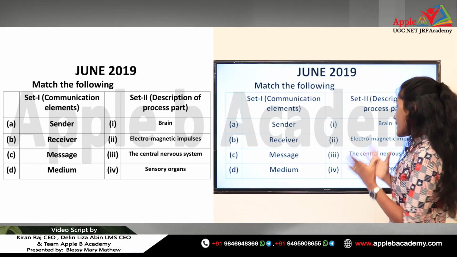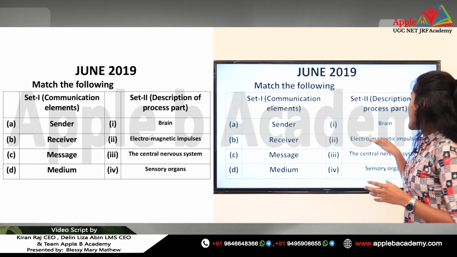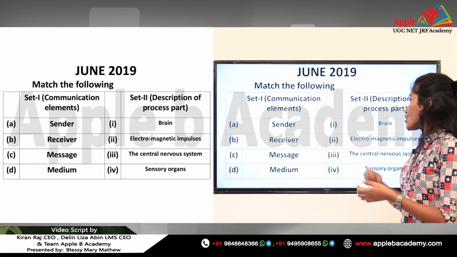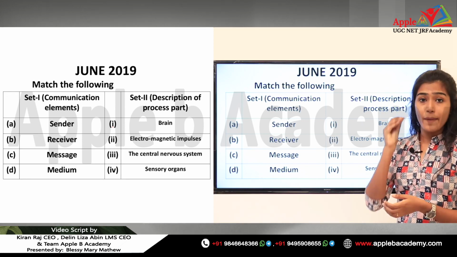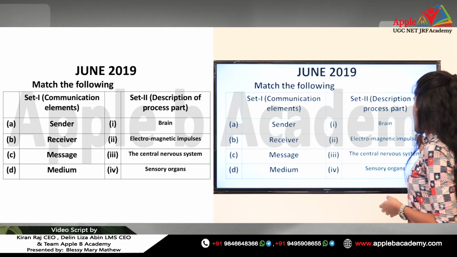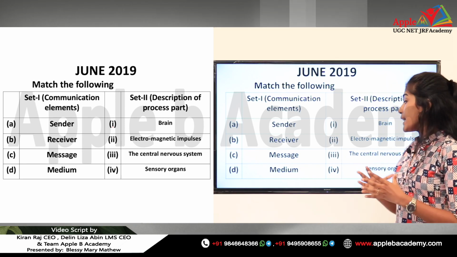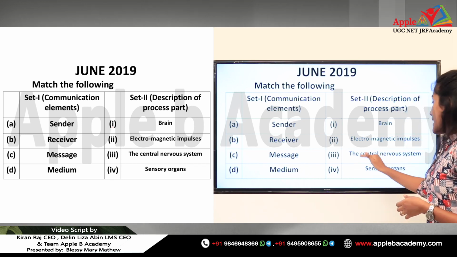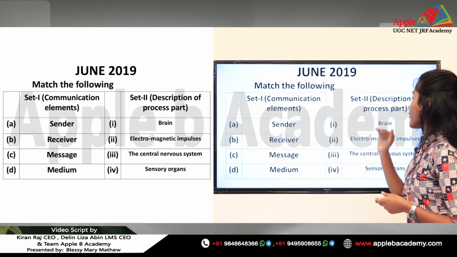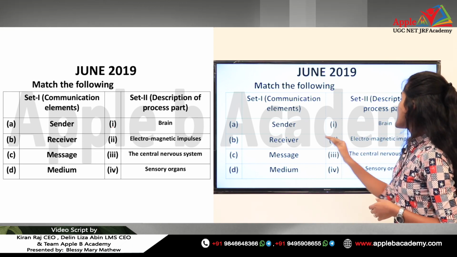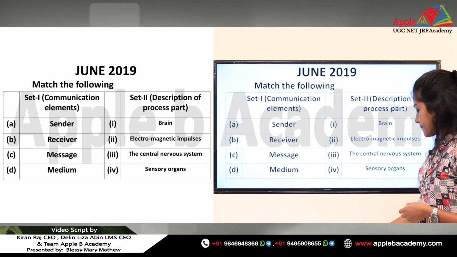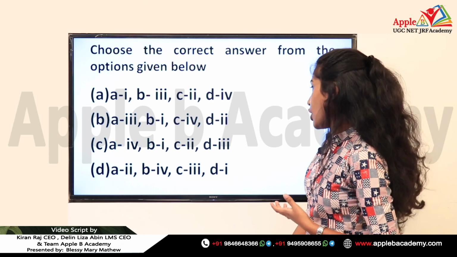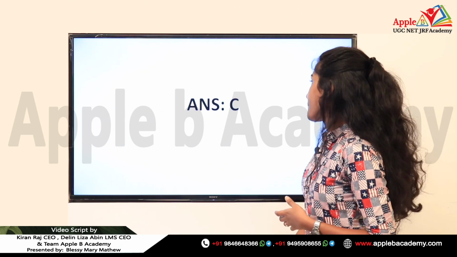And what is the message? Message is in the form of electromagnetic impulses. The sensory organ is sending an information to the brain in the form of electromagnetic impulses. So message is electromagnetic impulses. And what is the medium? The medium used for the communication between sensory organs and brain is the central nervous system. So we have A4, B1, C2 and D3. So from the options we have to identify the correct options and that is option C.